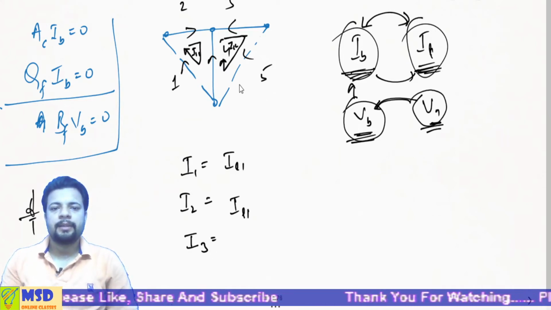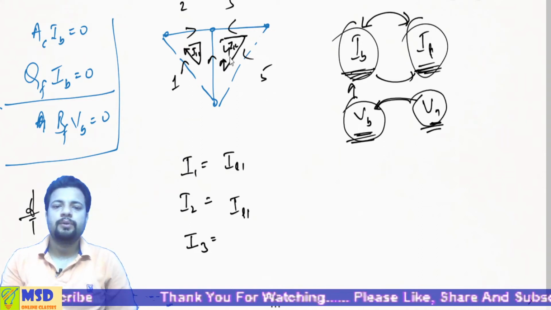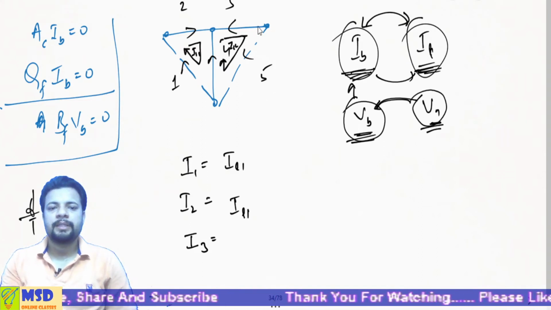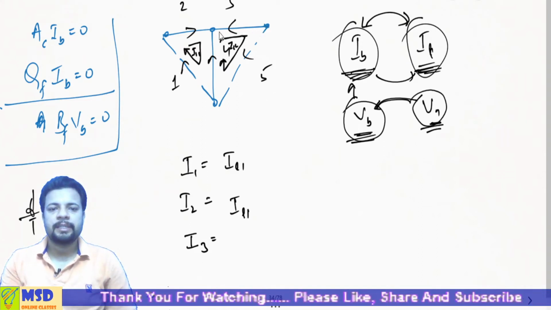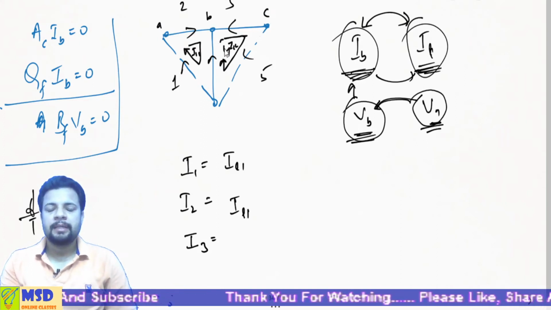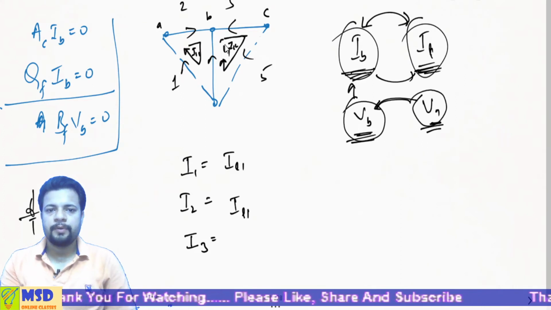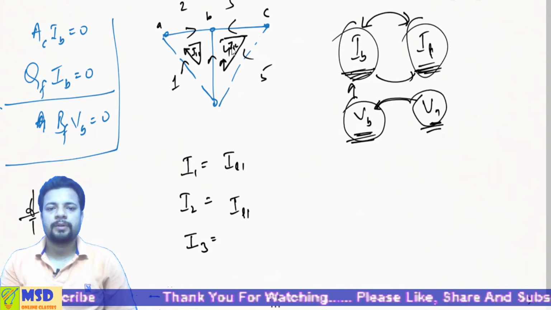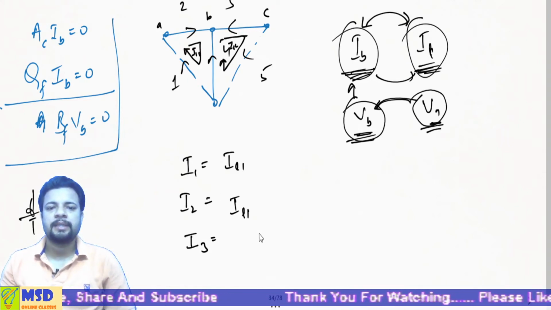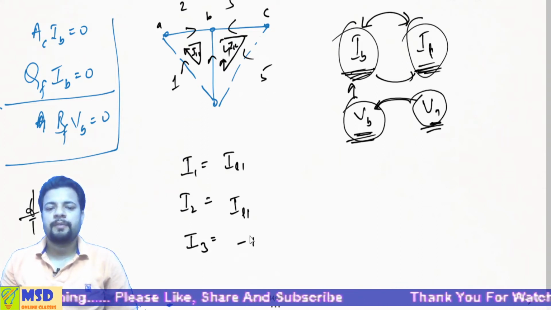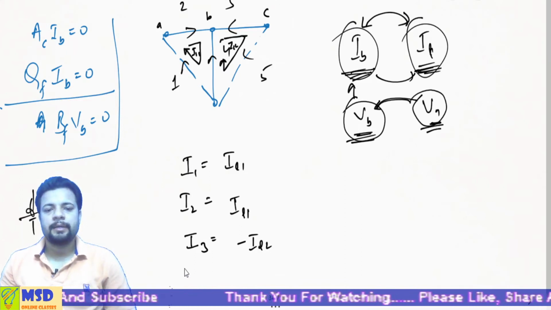I3, then I3 is associated with loop number 2 only. It is not associated with loop number 1. The current flowing in this branch is assumed to be in this direction from C to B, and the direction of our loop is clockwise. So here the orientation of your loop current and your branch current is in the opposite direction. Therefore, I can write I3 is equal to minus IL2. I hope I'm clear here.